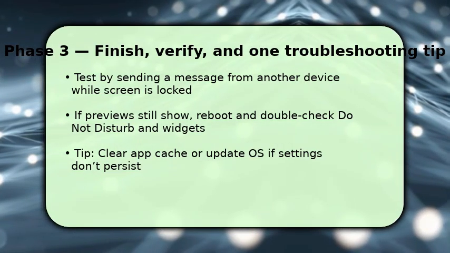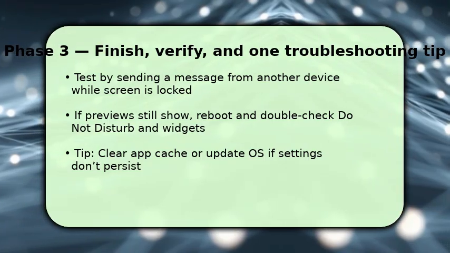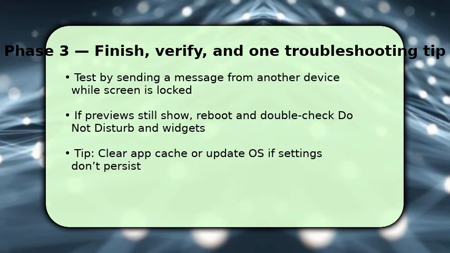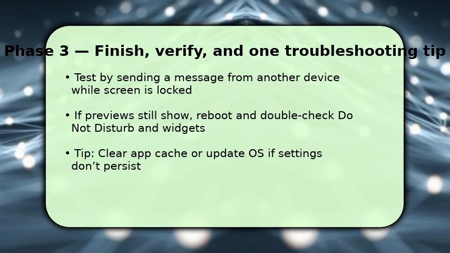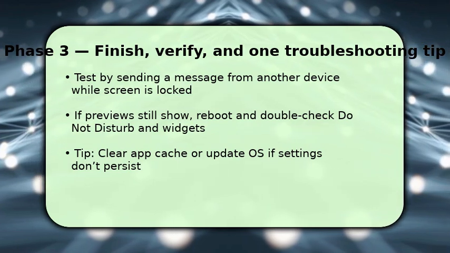If one contact still shows previews, inspect that contact's notification overrides. Change it and retest until the lock screen is private.